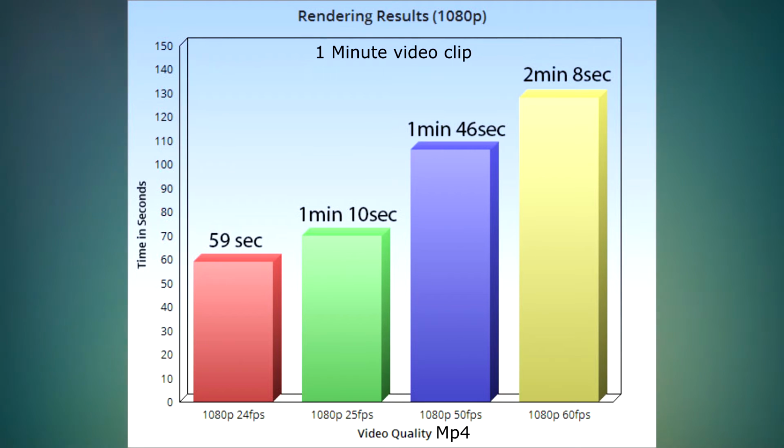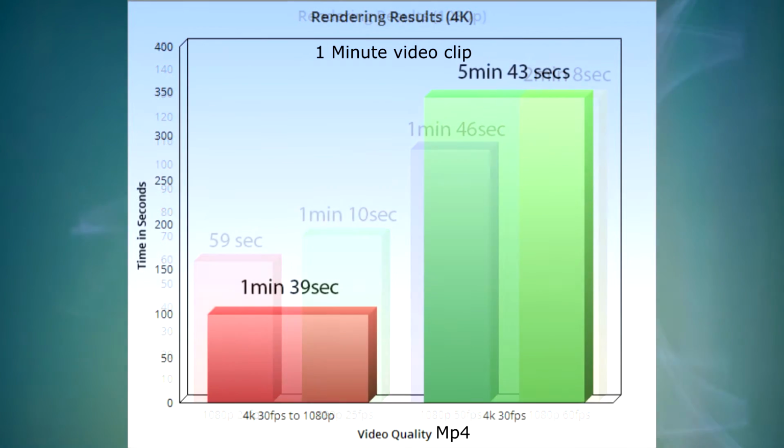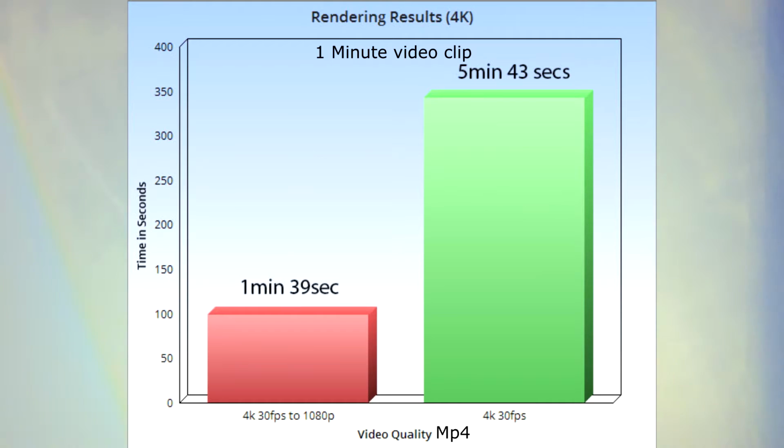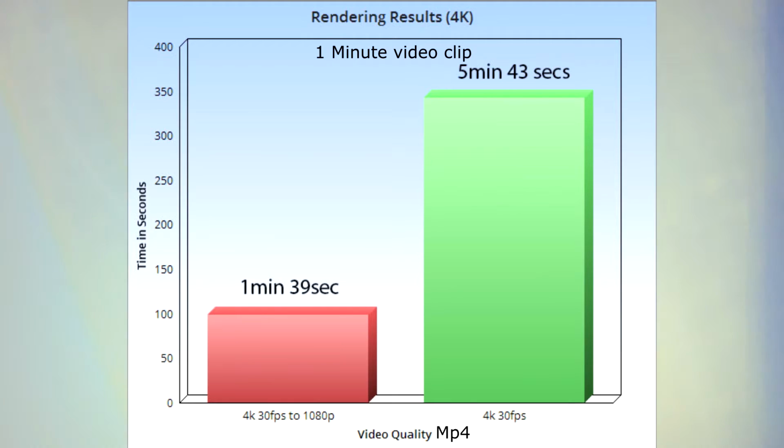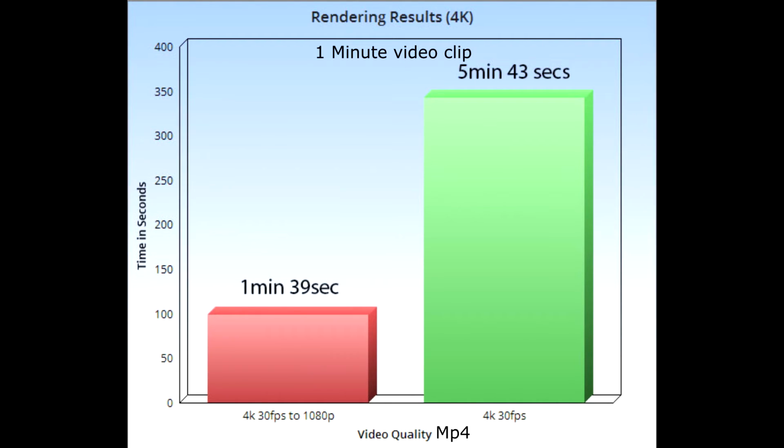So next we will be looking at the 4K. In my test, I did this 4K just to try it out and to see how long it takes to render a 4K video. The first one, I rendered a 4K 30 frames per second to 1080p. As you can see, it only took me 1 minute and 39 seconds. From 4K, I downscaled it to 1080p.